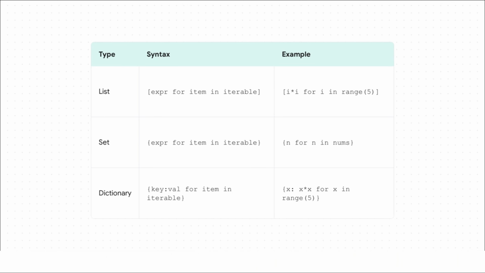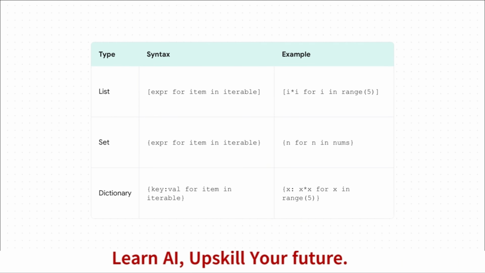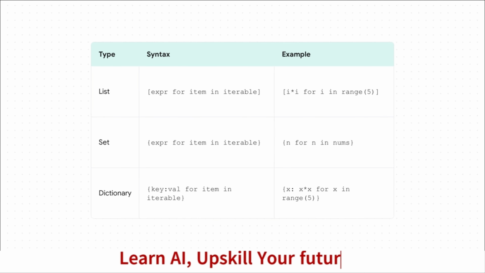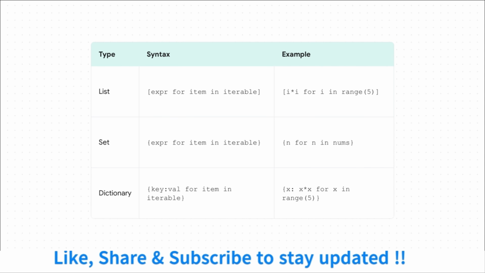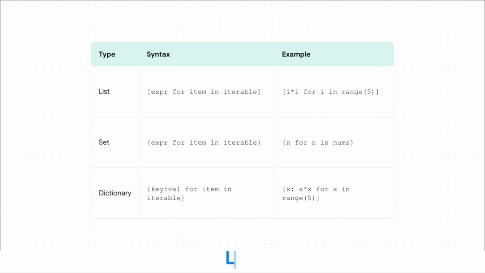Now, while list comprehensions are definitely the most common, this same powerful syntax works for other data structures too. You can use curly braces to create a set comprehension, which is awesome because it automatically handles getting rid of duplicates for you. And by just defining a key value pair, you can build a dictionary comprehension just as easily.